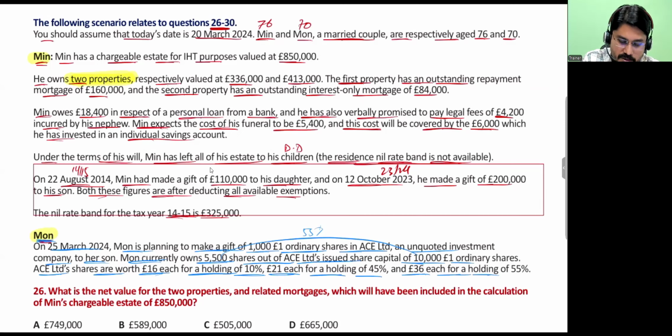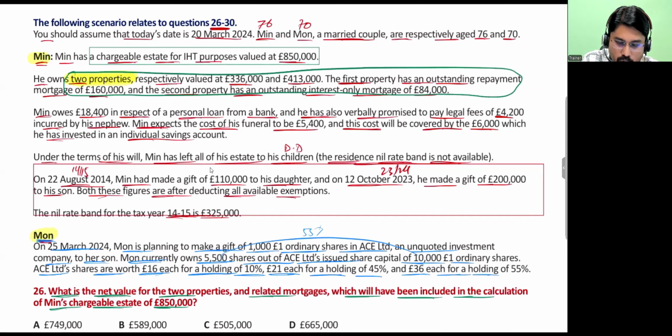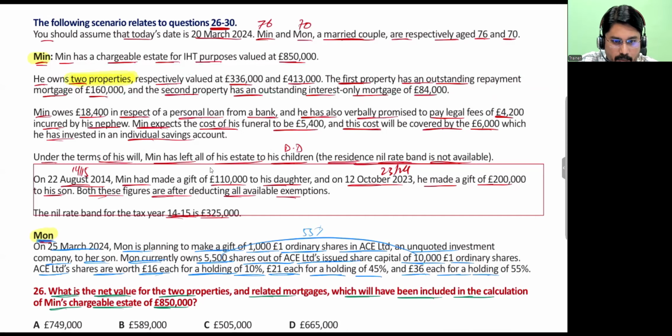Here we have the first question. The requirement of the question is, what is the net value of the two properties and related mortgages which will have been included in the calculation of Min's chargeable estate of 850,000? Meaning what amount of properties has been added to this estate, and the properties data is given in this paragraph. So you are requested to please calculate the amount of the properties.